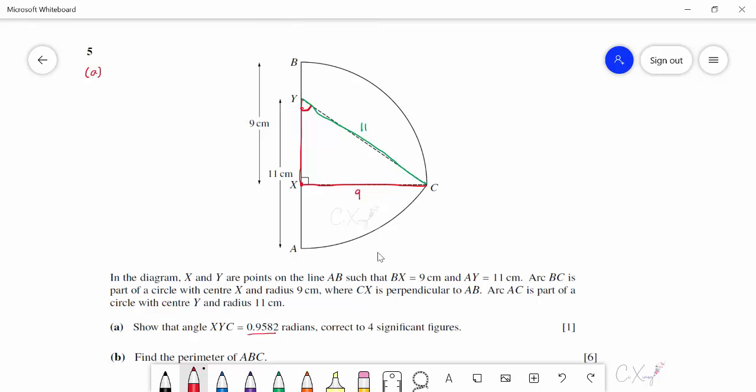We have 9, which is the opposite length, and we have 11, which is the hypotenuse length, for the angle XYC. So from here, you can see very clearly that I can write out sine of the angle XYC equals 9 over 11. When you take the sine over, it becomes sine inverse. Very easily you will be able to get the answer, which is 0.9582 radian.